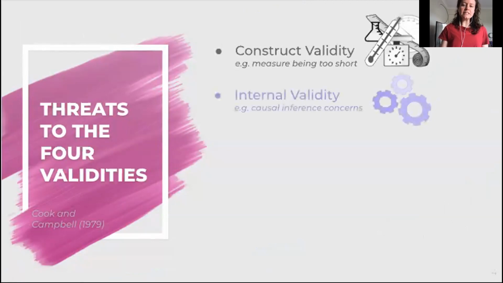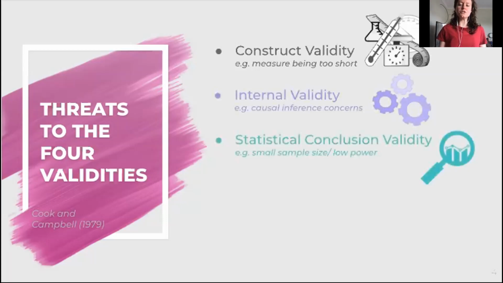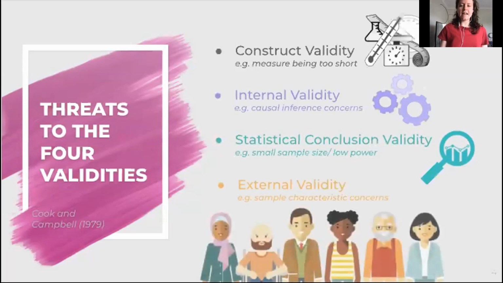Next is internal validity, which relates to inferences about the causal relationship between variables. We have statistical conclusion validity, which concerns the appropriate use of statistics in drawing valid statistical inferences. And lastly, external validity relates to generalizations drawn from the specific claim. Now, in considering limitations, we're particularly interested in how these validities might be threatened. To give you an example, if a study has a small sample size and therefore low statistical power, the validity of statistical conclusions drawn from that study might be threatened.